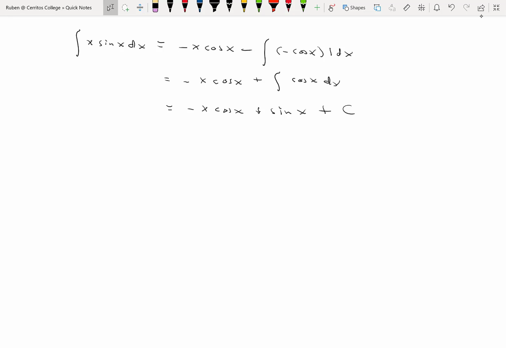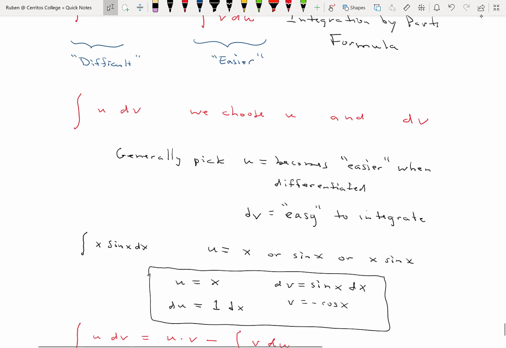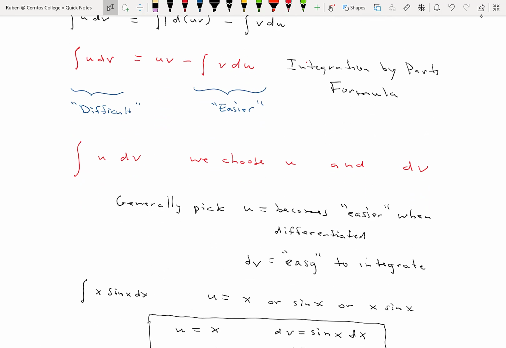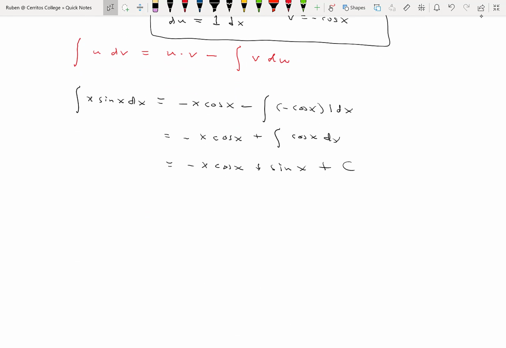Now that method of selection for u and dv, that's kind of rough. I mean, look back at what I said. I said we generally pick u and v so that, I'm putting it in green now so we can look back at it, u becomes easier when differentiated, and dv is easy to integrate. Well, that's subjective, and I think that might be a little slow for us to use in practice.